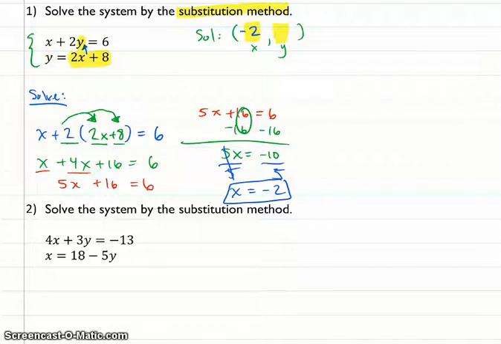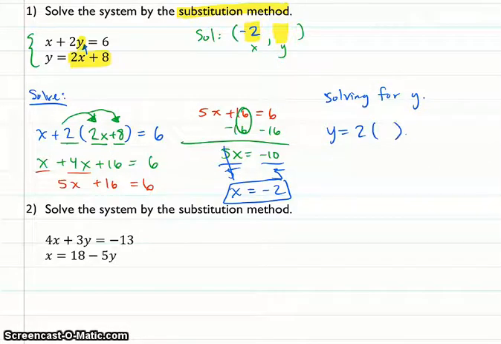So here we're solving for y. The second equation is y equals 2x plus 8. So in this case, I know I'm going to make a substitution. I know that x is equal to negative 2. So I get, let's see, 2 times negative 2 is negative 4, plus 8, and negative 4 plus 8 is positive 4. So here's my solution. My solution is negative 2 comma 4.